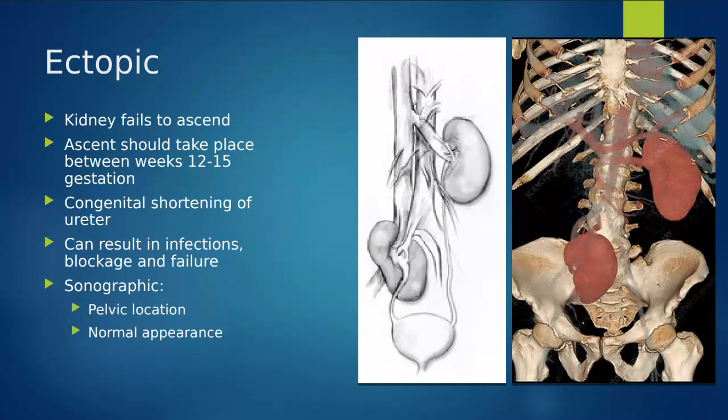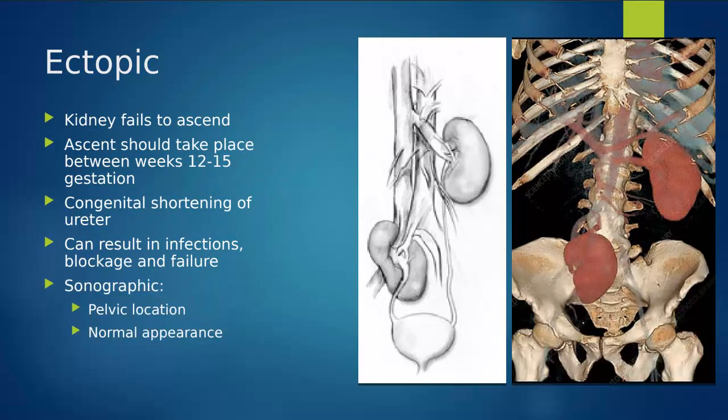When we have an ectopic kidney in utero, it's going to be the congenital shortening of that ureter. So basically the ureter is the reason why that kidney is kind of being pulled to stay in the pelvis, because that ureter is too short and it can't allow for that kidney to move all the way up where it wants to be, right? So kind of think of like a dog on a short leash. It can't really go where it wants to go. This can actually result in infections, blockage, and failure of the kidney itself. So although it's a benign condition, these patients tend to have a lot of urologic problems.